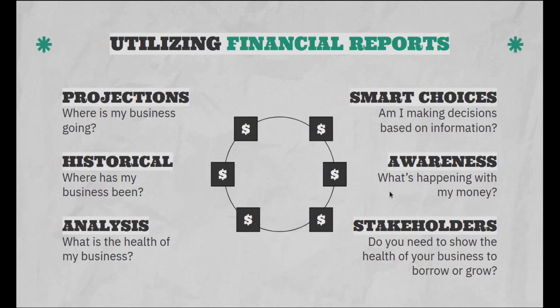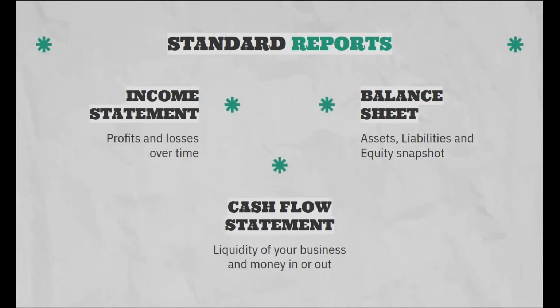All right. And so from here, I just want to tell you, there are dozens and dozens and dozens of different reports that you can run. I'm going to cover what I consider the standard trifecta. So you've got an income statement, which is known as your profit and loss. That's going to show profits and losses over time.